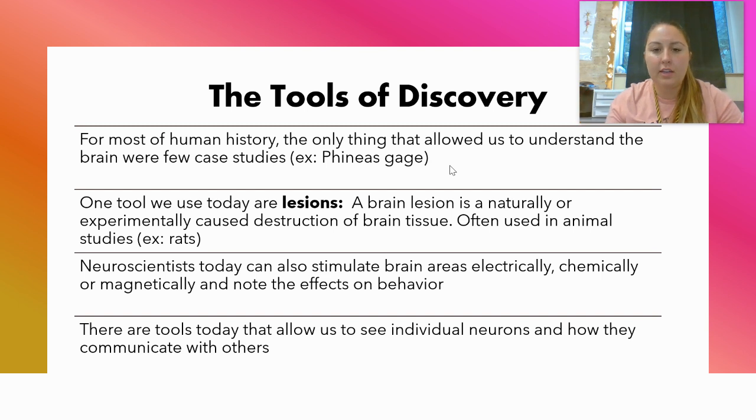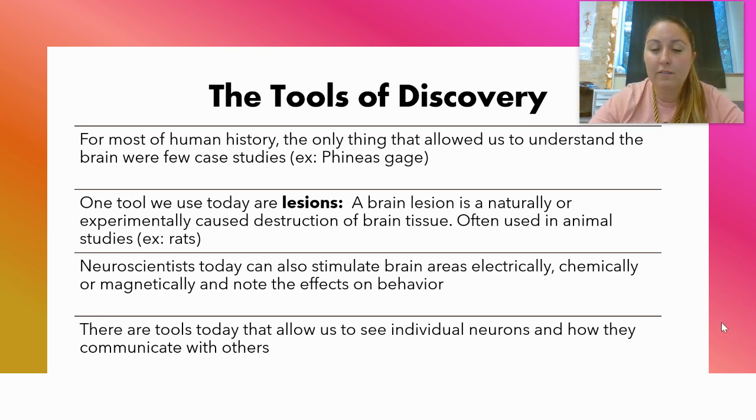Another method that they can do is stimulate brain areas. In the opposite of lesioning, we can just stimulate a brain area by placing an electrode in there. And what we have found is that different things happen when you stimulate different brain areas. For example, with the amygdala, if you stimulate it in a human, it will produce a type of emotional response. So we know that the amygdala is responsible for emotion.